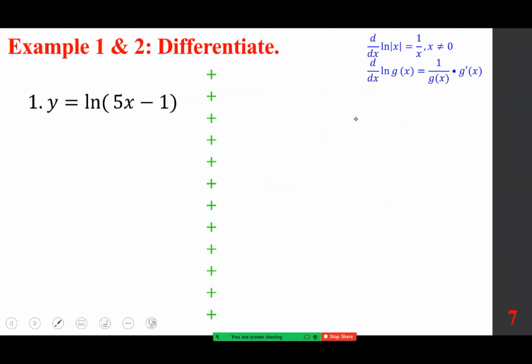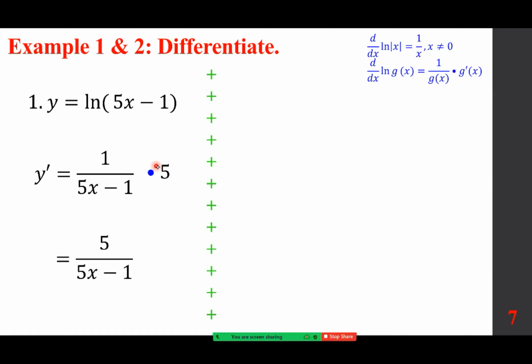We are going to differentiate this. I highly recommend you write formulas and follow them. So if I want the derivative of ln of g of x, first I'm going to write the reciprocal, so 1 over 5x minus 1. Then I'm going to tag along g prime. What is the derivative of the argument? 5. And then I'm going to put them together.